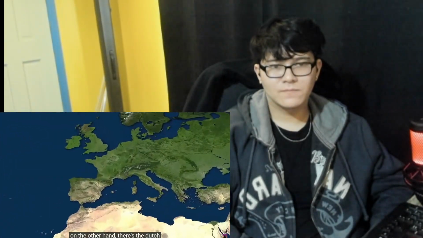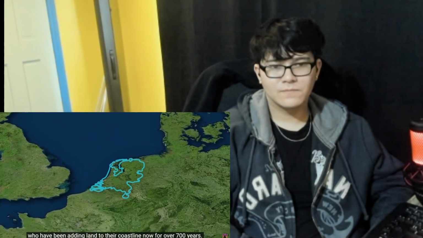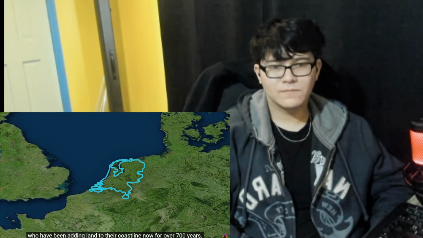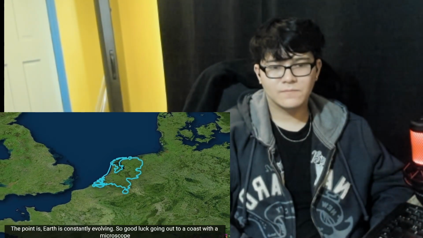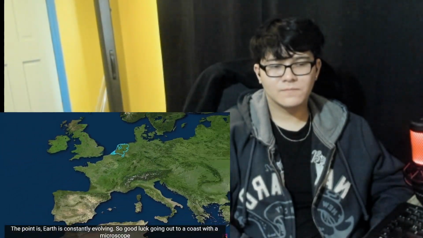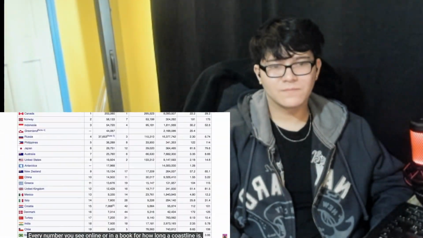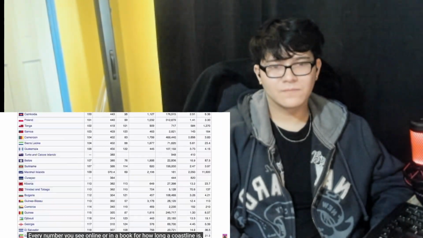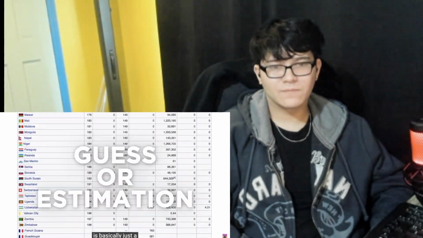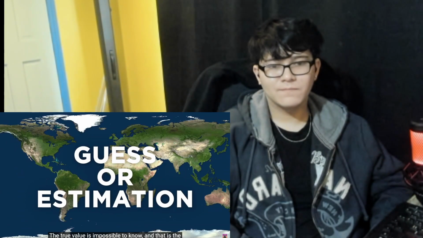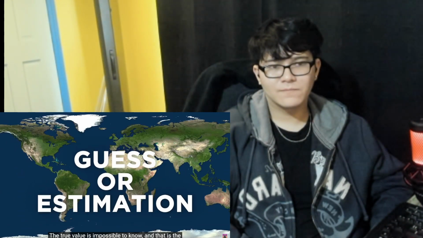On the other hand, there's the Dutch, who have been adding land to their coastline now for over 700 years. The point is, Earth is constantly evolving, so good luck going out to a coast with a microscope and measuring the length that way. Every number you see online or in a book for how long a coastline is basically just a guess or an estimation. The true value is impossible to know, and that is the Coastline Paradox.